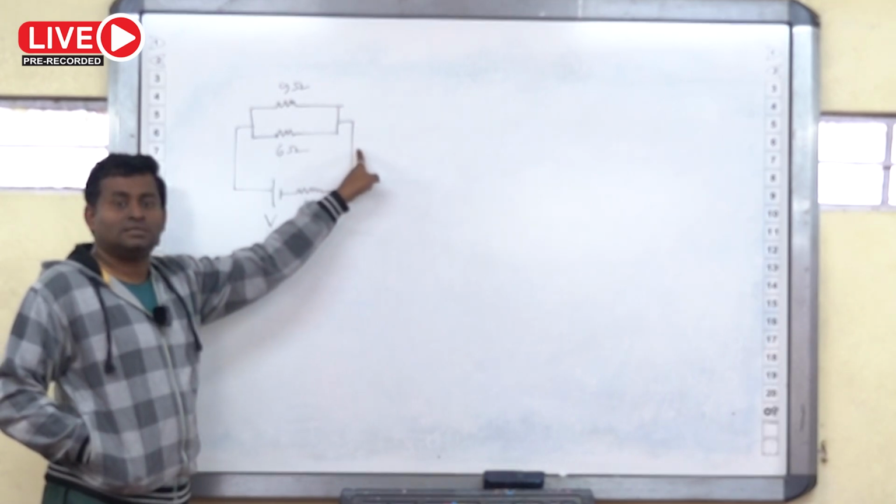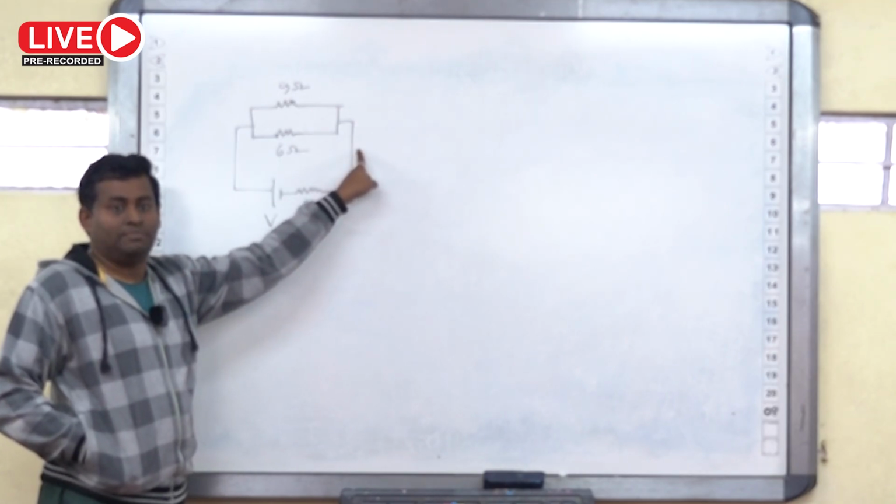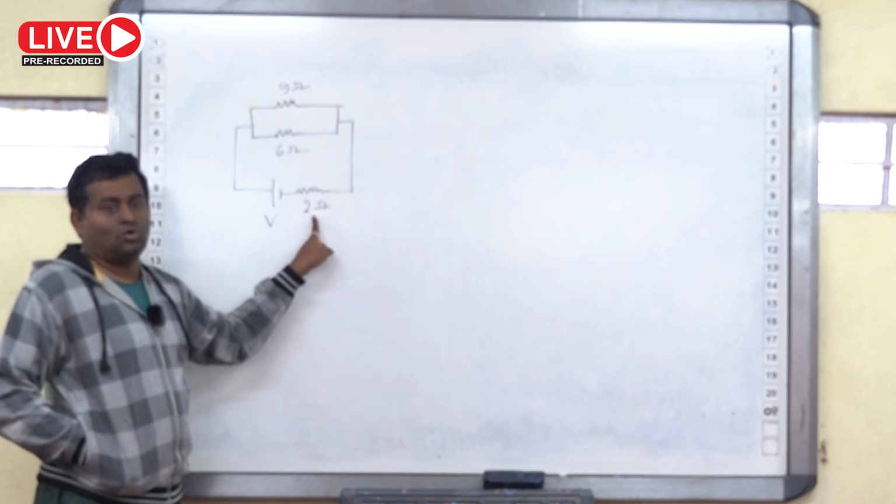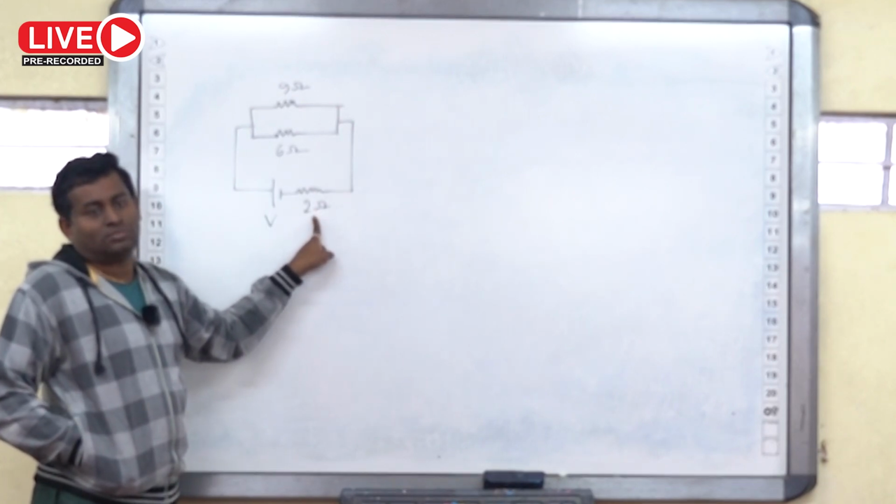So what is the total current? 2 plus 3, 5, passing through 2 ohm. So what will be the voltage across 2 ohm? 10.